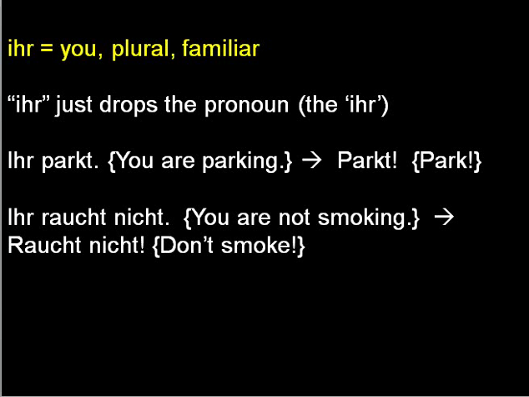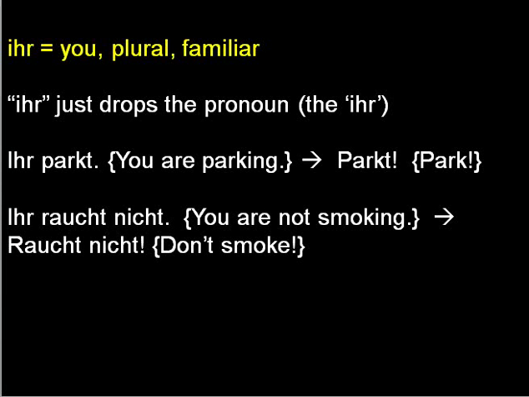The second example we're going to go through is the ihr form of the imperative. This is when you're talking to a group of people. If I'm talking to the whole class, then I'm talking to ihr, not just du. Du is singular. Ihr is more than one person. Ihr just drops the pronoun. In a normal sentence, as you can see here, ihr parkt means you two people are parking. I'm not really sure how two people park a car, but anyway, ihr parkt, you are parking, just goes to parkt. You just get rid of the ihr. So, you two park.